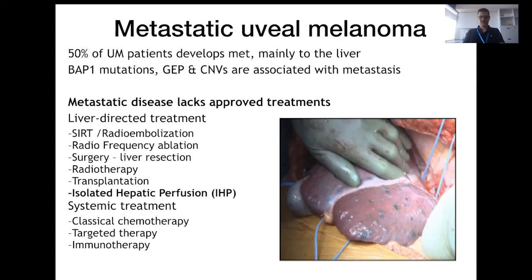Also, systemic treatments have been used and are being used, like classical chemotherapy, but targeted therapy is, of course, problematic since metastatic uveal melanoma does not have BRAF mutations, and MEK inhibitors haven't resulted in an overall survival benefit. Immunotherapies have also been tried, and I will give you a little bit of background to what types of immunotherapies are being used in cancer to put it all into context.